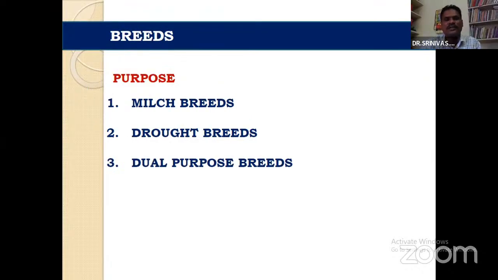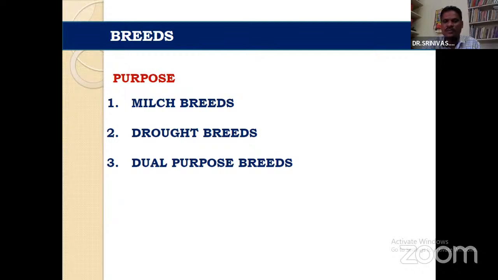First, we can categorize the breeds mainly as milch breeds, draught breeds, and dual purpose breeds, based on the need of the animal, where we are using these animals. Milch breeds are reared mainly for the purpose of milk. Draught animals are for agriculture purposes, especially male cattle. We rear male cattle for the draught purpose, and farmers usually use draught animals.